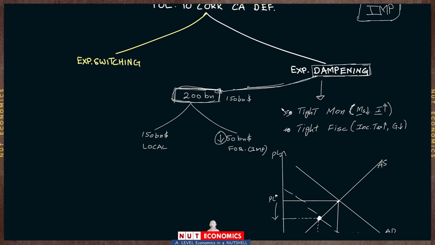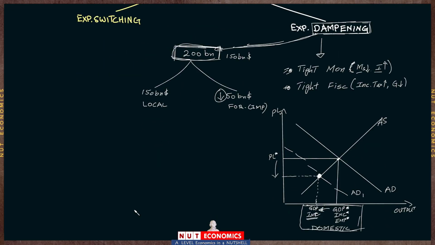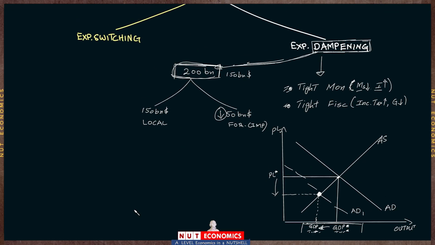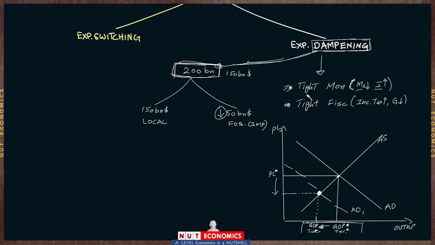मुझे बताओ कोई question, any confusion you can ask me. Now, expenditure dampening, it's very easy to explain. As I said, it's basically implementing tight monetary, tight fiscal policy, shifting the aggregate demand to the left. यही diagram के through तुम इसको exam में भी explain कर सकते हो.